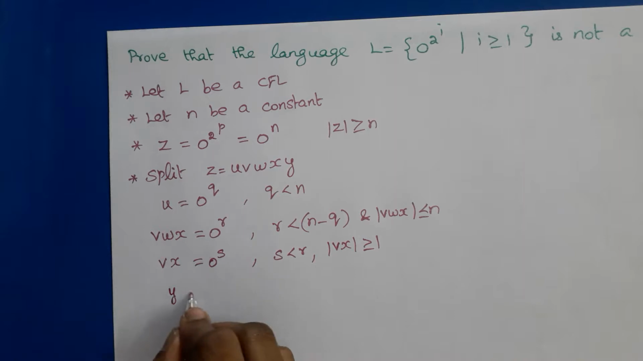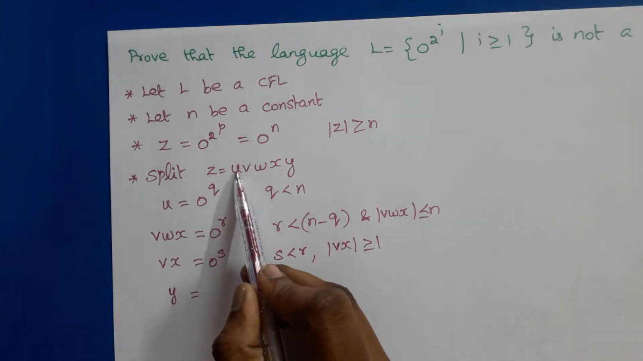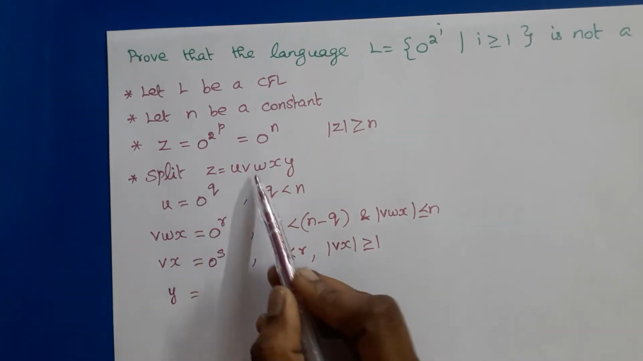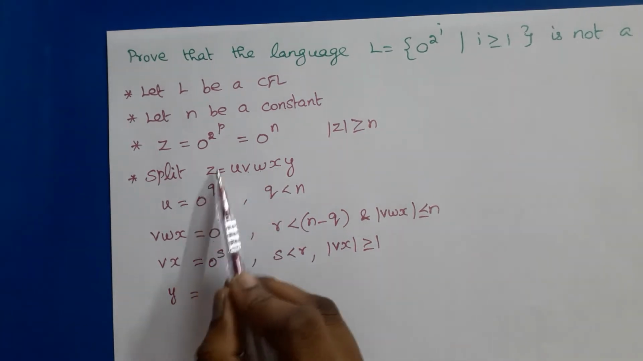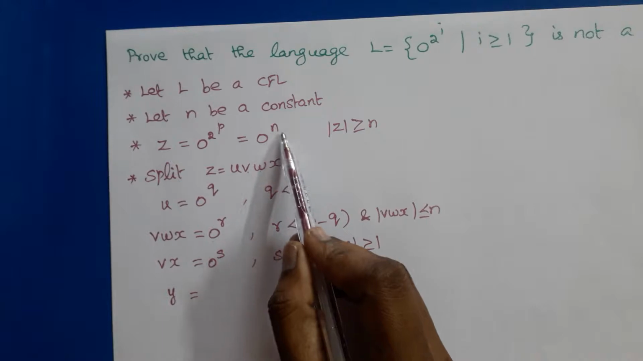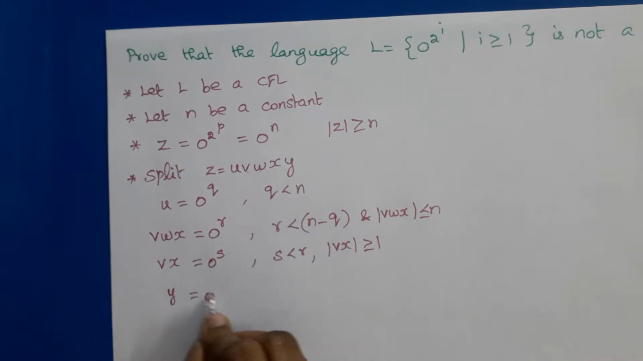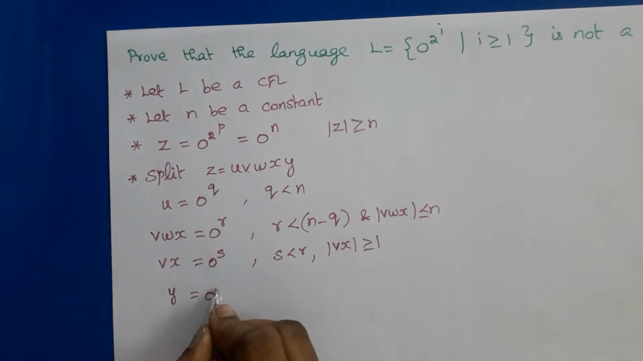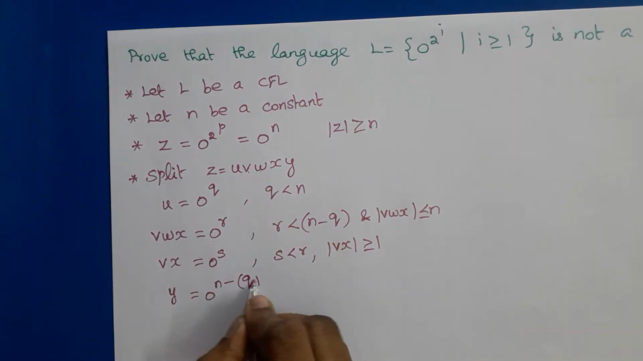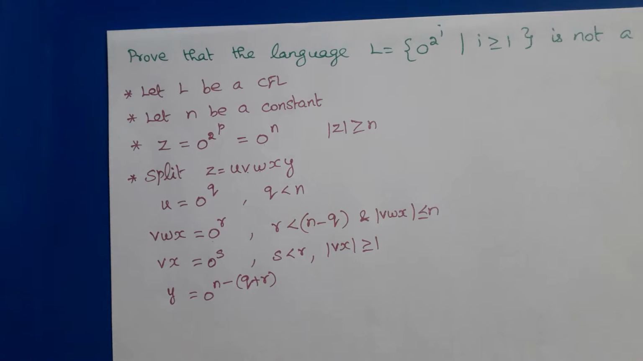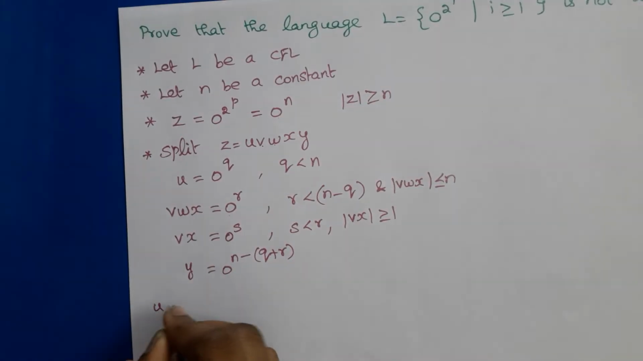Then Y. Here U has 0 to the power Q, VWX is 0 to the power R, and the total Z length is 0 to the power N. So Y can be written as 0 to the power N minus Q minus R. Now we can prove the third condition.